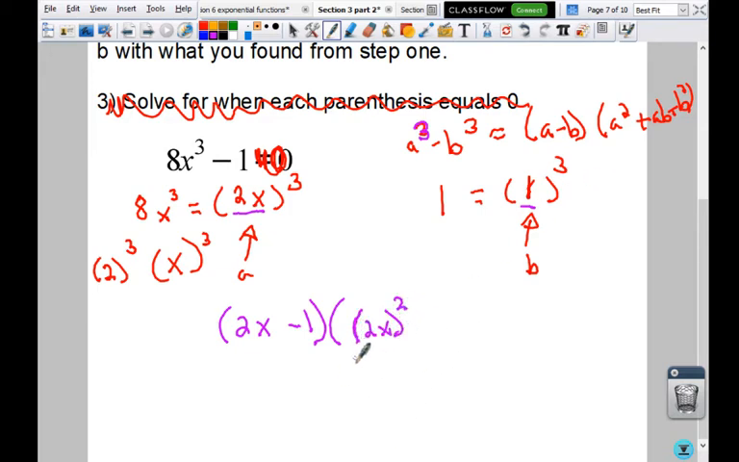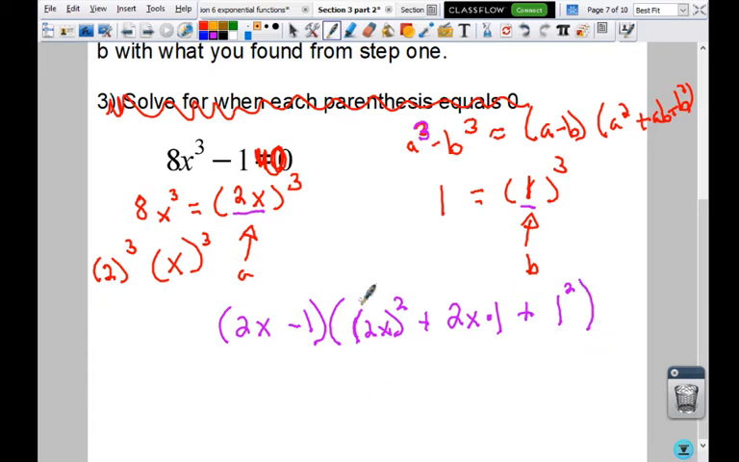So instead of a, I'm replacing it with 2x, but because it's squared, I'm going to put it in parentheses, put the squared on the outside. And we're going to fix this here in just a minute. Then I'm going to go plus a times b, which is 2x times 1. And then I'm going to go plus 1 squared, which is really easy. What's 1 squared? 1.